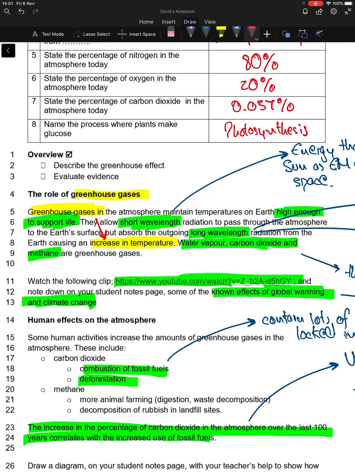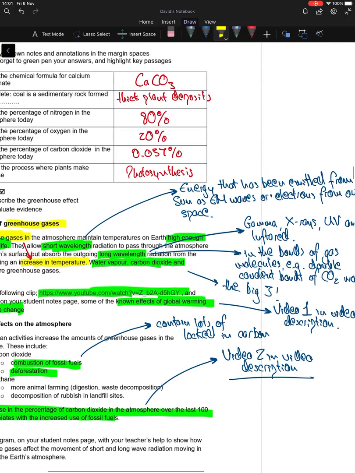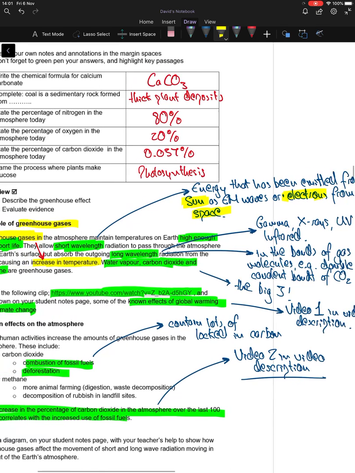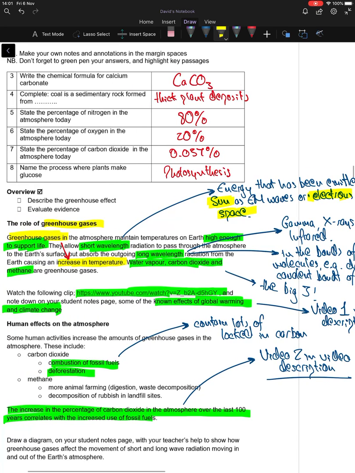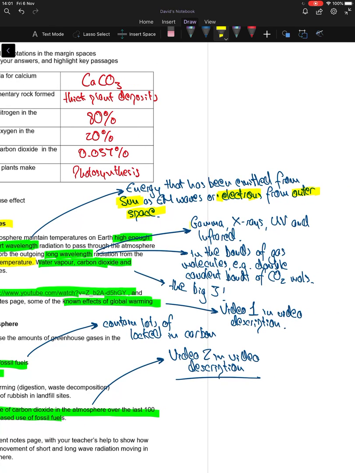Water vapour, carbon dioxide and methane are all greenhouse gases. So bear in mind that short wavelength radiation is energy that's emitted from the sun, or also any energy that comes from electrons or flying subatomic particles that are in outer space. So that's what we mean by short wavelength radiation. And then it absorbs outgoing long wavelength radiation. So examples of these from the electromagnetic spectrum: gamma, X-rays, ultraviolet and infrared.